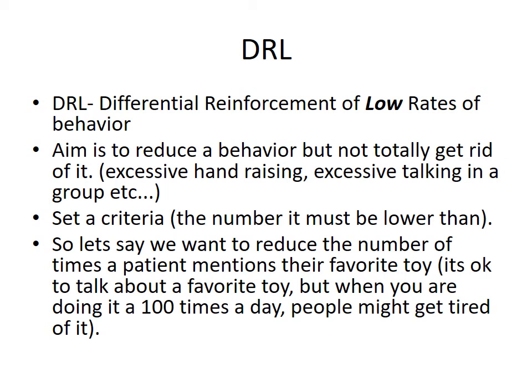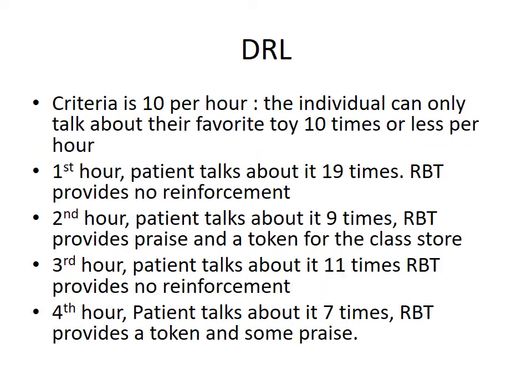So let's say we want to reduce the number of times a patient mentions their favorite toy. Again, it's okay to talk about a favorite toy, but when they're doing it 100 times a day, people might get tired of it. So in this example, let's say the criteria is the person can talk about their favorite toy 10 times per hour. The individual can only talk about their favorite toy 10 times or less per hour. In the first hour, the patient talks about it 19 times. The RBT will provide no reinforcement because that was over the criteria.